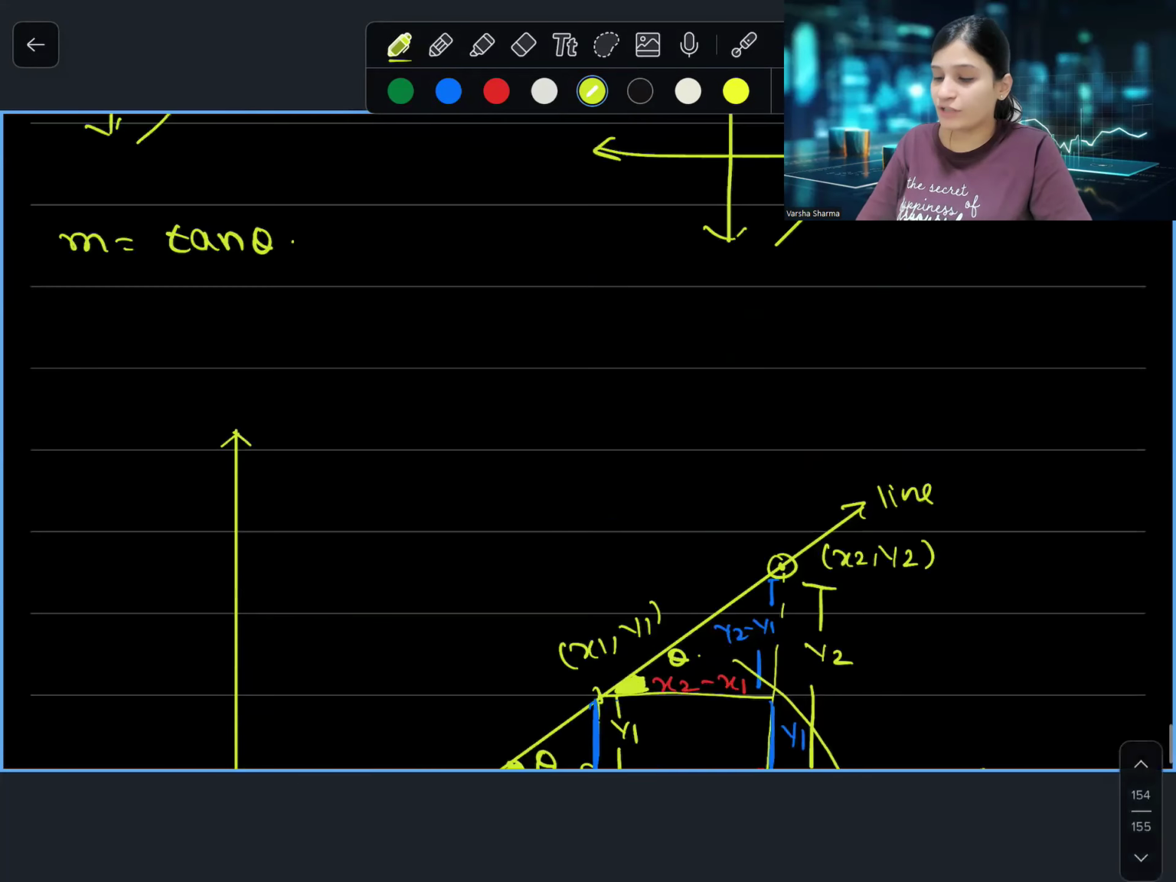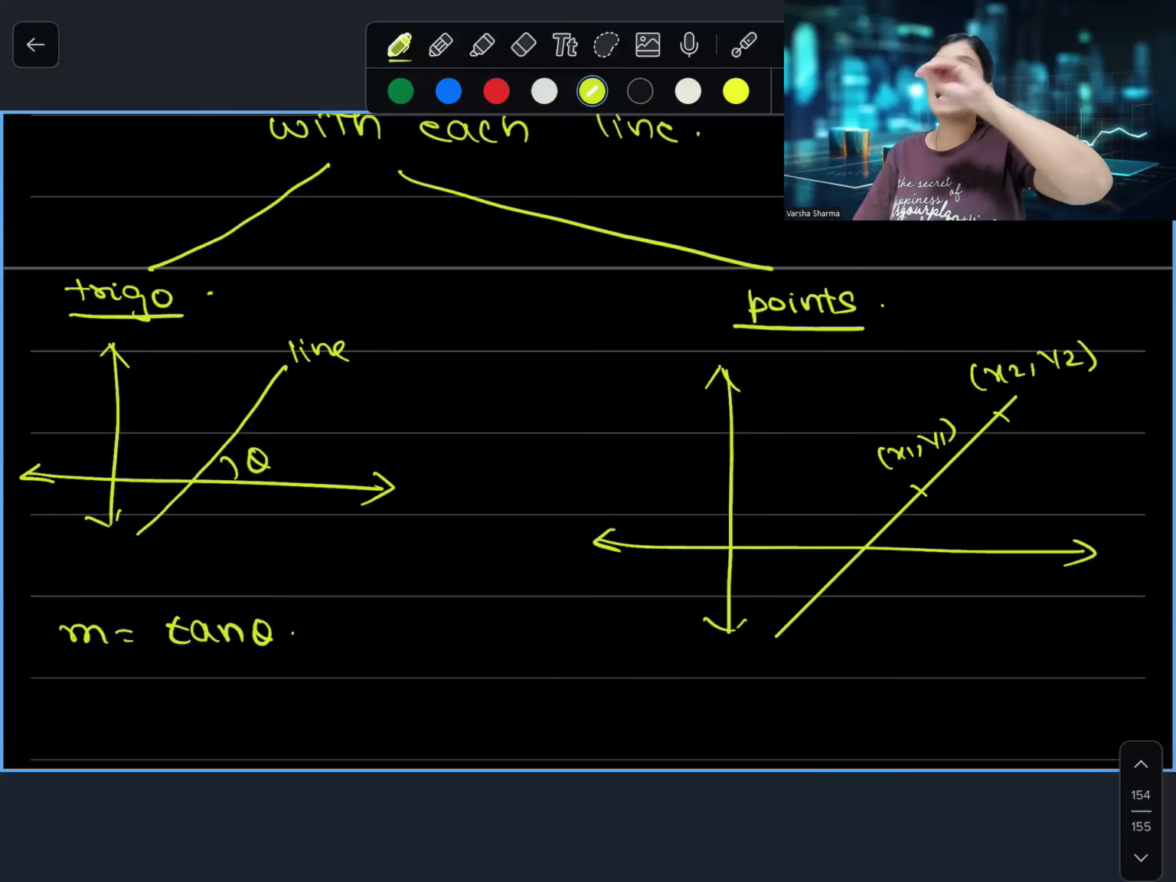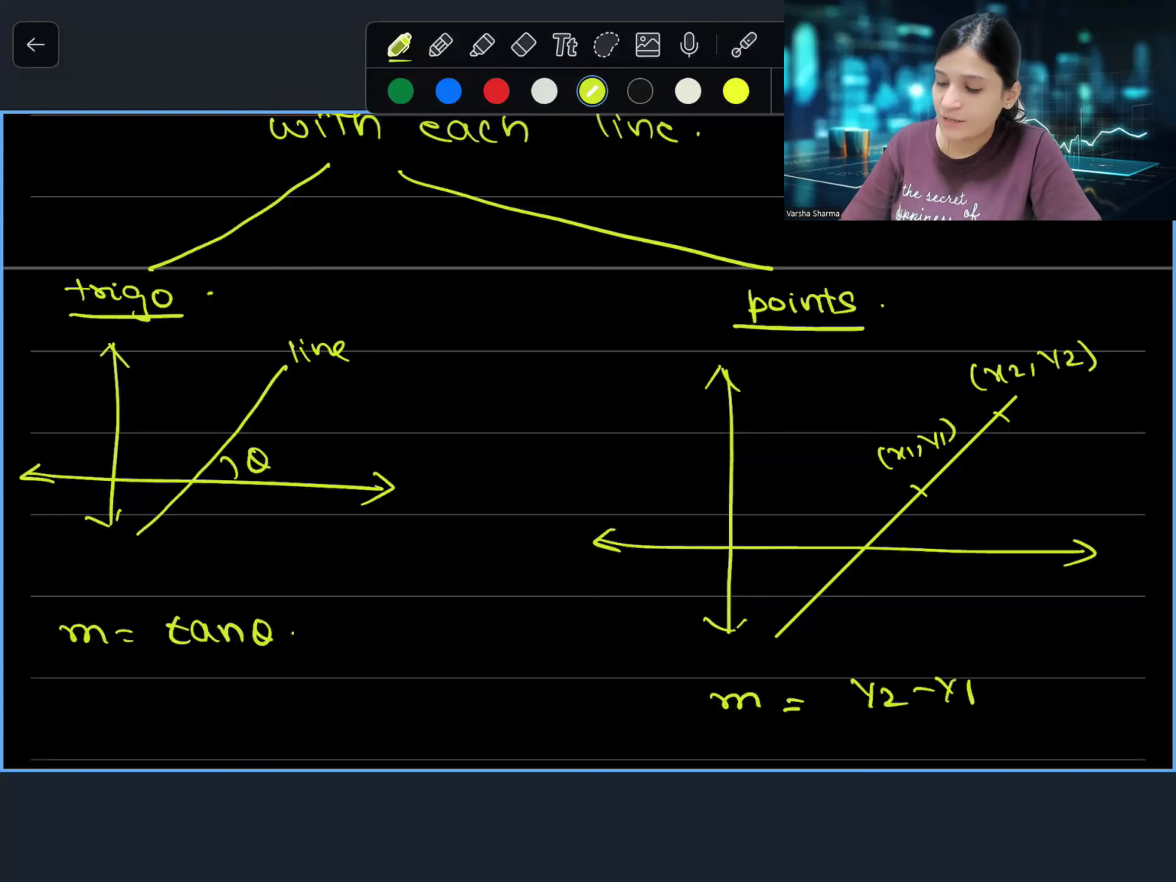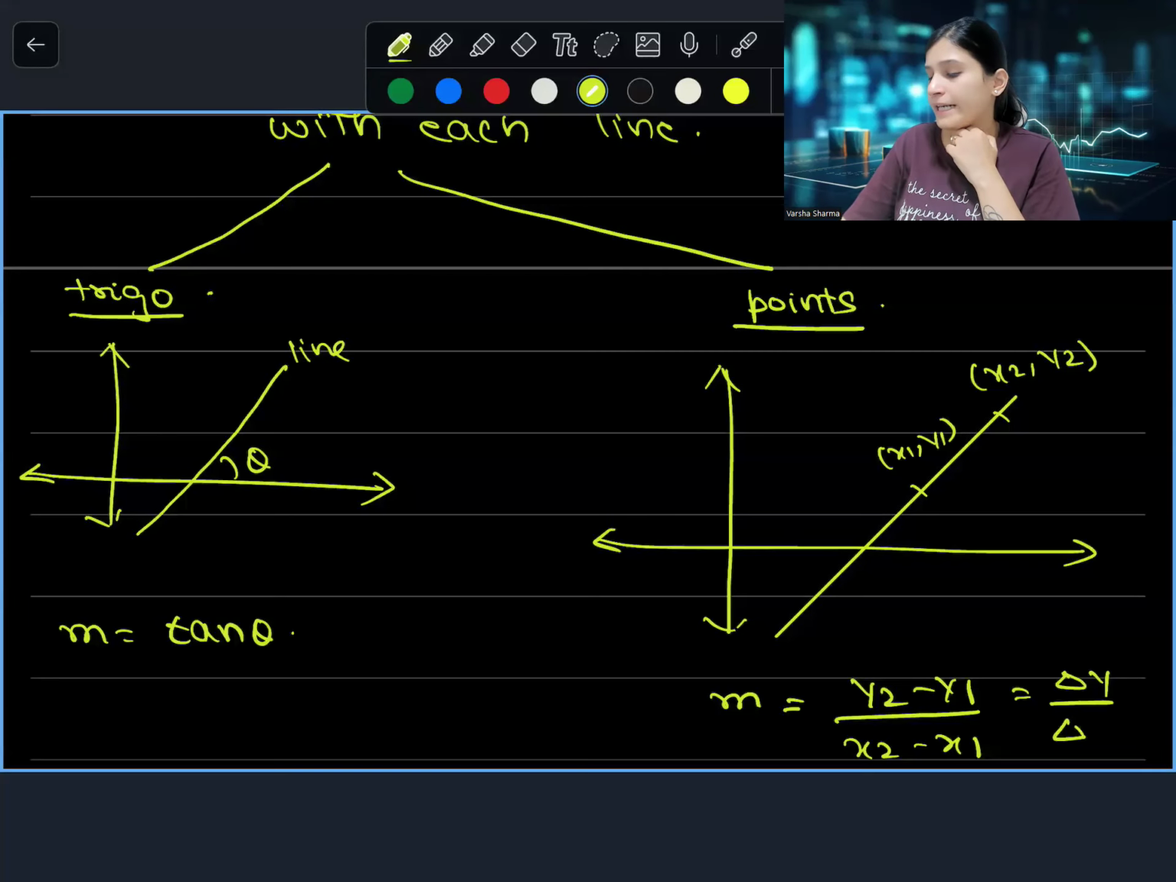So if I have to find out the slope of a line, one way is if I know the angle theta, the slope will be tan theta. And if 2 points are given on a line, x1, y1 and x2, y2, then slope m will be (y2 minus y1) by (x2 minus x1). Change in y by change in x. Delta y by delta x.